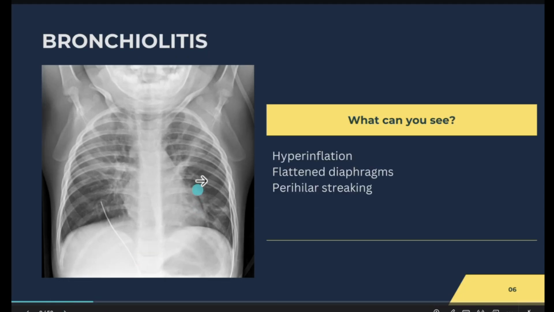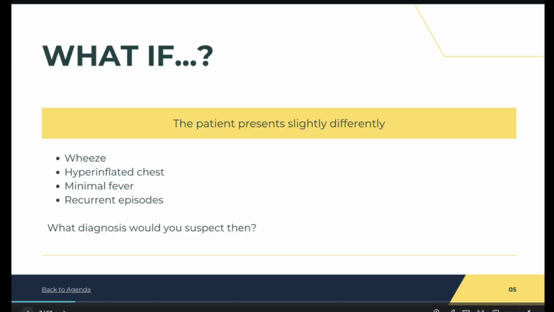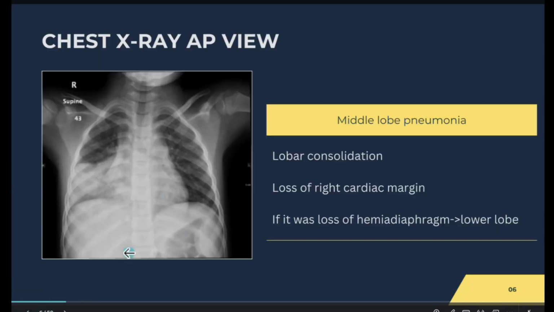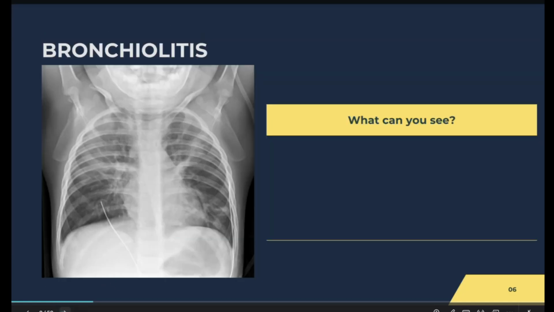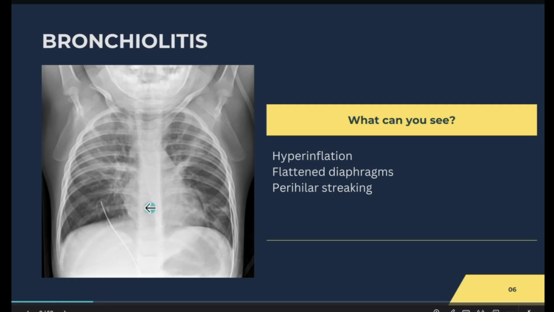So yeah, the perihilar streaking is these parts here that you can see. So you can actually see parts of the bronchi, and that's what the perihilar streaking would be. And you can also see that the diaphragms are flatter here compared to the previous image we had a few slides ago. If I go back quickly, you can see that they are nice and round here. However, in this case, they are more flat. And you can also see hyperinflation of the lungs here. This would be a typical picture of bronchiolitis in a child.